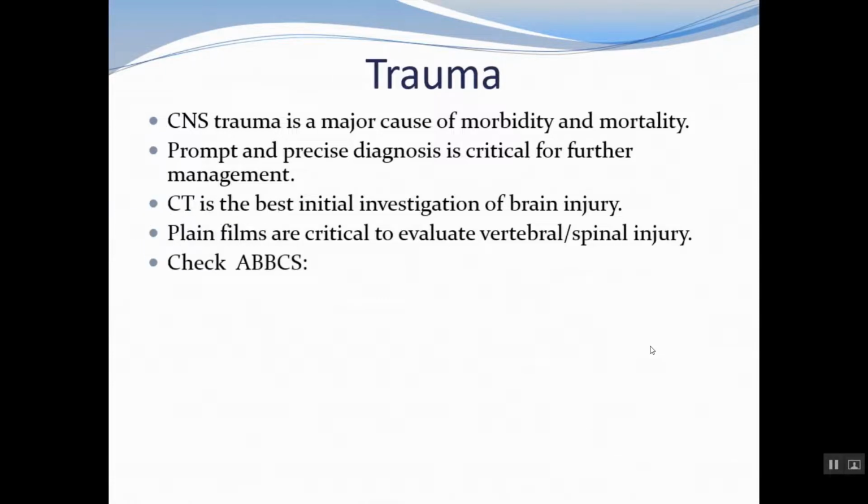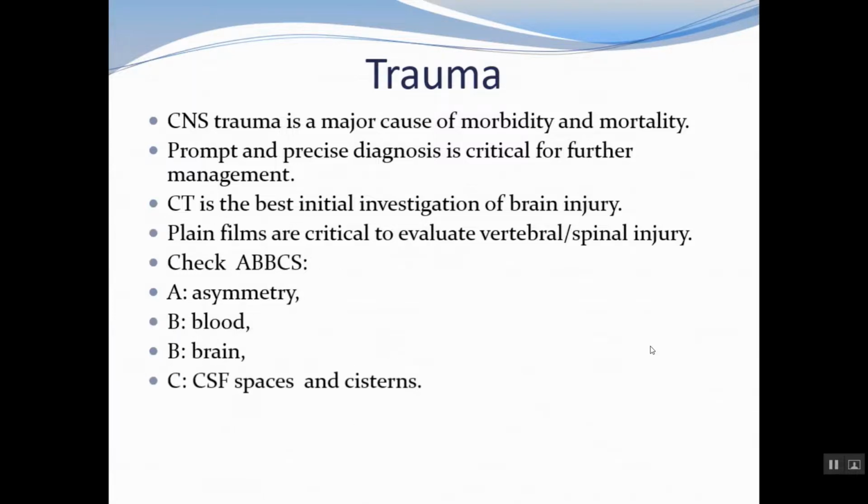We will check the ABBCS. A for asymmetry, B for blood anywhere, other B for brain. Check the brain for midline shift, mass effect, and abnormal areas, hypo- or hyperdense. Then check the CSF spaces and cisterns, for example if there is blood or dilatation of the CSF spaces. Then S for skull fracture and scalp contusion.